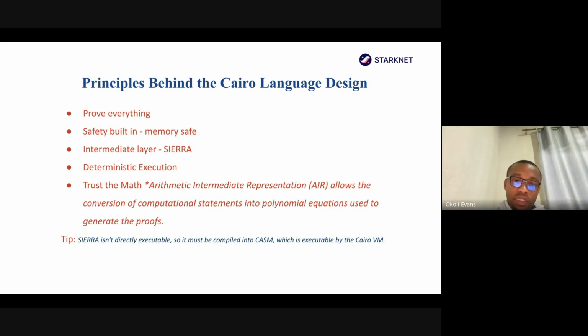So the prover uses the execution trace to generate polynomial equations. Now it uses the polynomial equations to generate the proofs. So it's like that. Like I said, Sierra is not the end product. Look at what I have here. Sierra is not executable as a file. It must be compiled into Casm, which is now executed by the Cairo VM. So remember that.